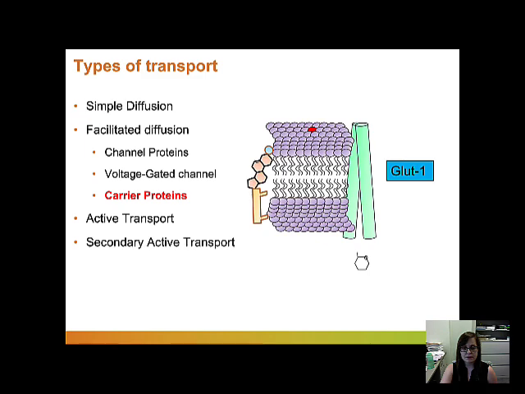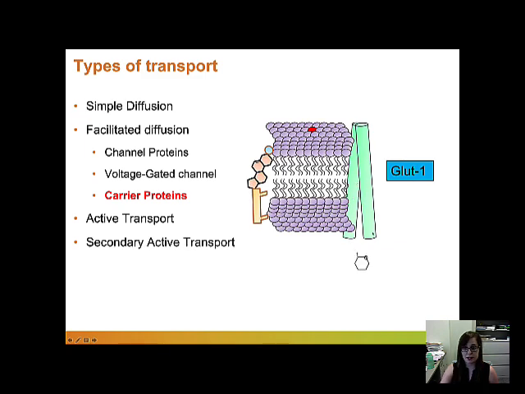The next type of facilitated diffusion transport I want to talk about is carrier proteins. Carrier proteins are like channels, so molecules are going to move down their concentration gradient, but they're actually going to change conformation to allow that molecule to move through the membrane. And so GLUT1 is an example of this transporter. So here we have a molecule of glucose.